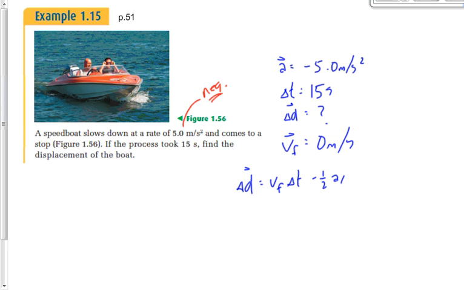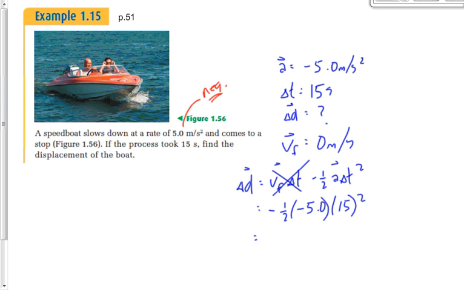Okay, VF times T minus 1/2 A T squared. VF is 0, T is 15. I'm just going to cross that off. 0 times 15 is 0, right? A is -5. Oh, be careful here. It's subtract 1/2 of -5 times 15 squared. Do the math there.